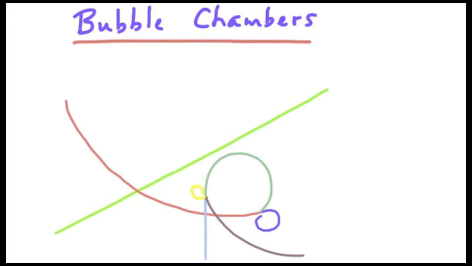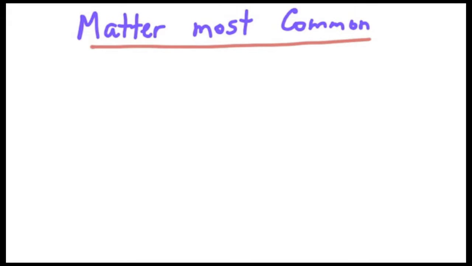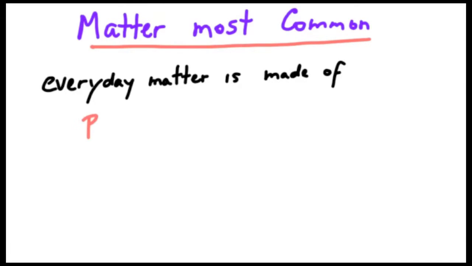So this is a simulation of a bubble chamber. Tracks don't actually look like this in color, but this one's a little easier to follow. But Google bubble chamber and you'll get some images of some real bubble chamber photos. Matter is most commonly, just about everything on Earth is made up of protons, neutrons, electrons, and neutrinos, the more elusive particle, but they're in there too.